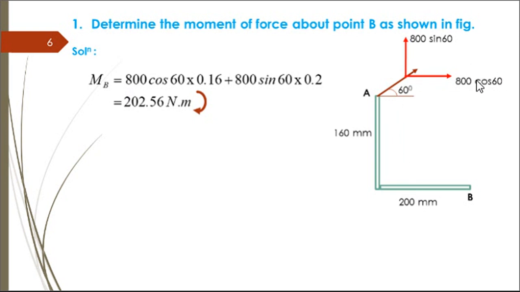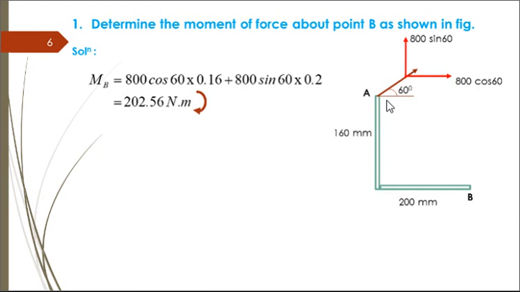Now this 800 cos 60 and 800 sin 60 are applied at point A. So from A to B, as the force is horizontal, 800 cos 60 is multiplied by the distance, which is vertical, that is 0.16. And the nature of moment: the arrow of 800 cos 60 is towards the right, so about point B it is going in the clockwise direction, so the moment is positive.